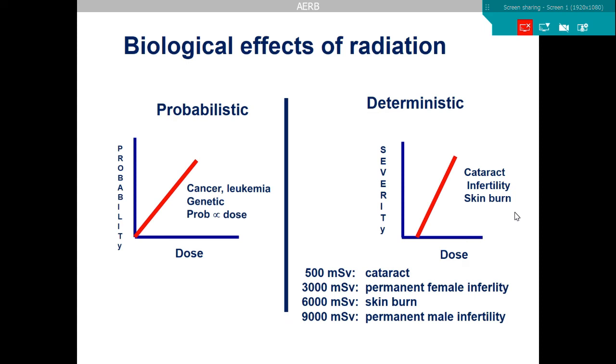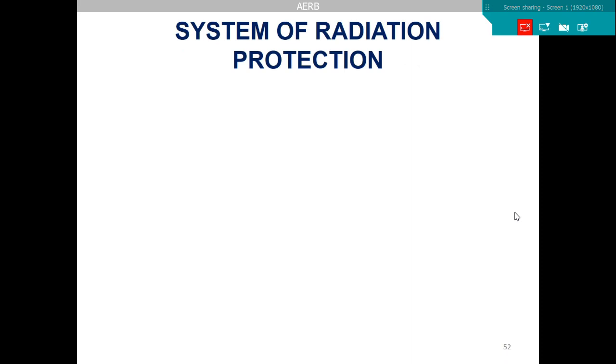Now, from this information, we can safely conclude that probabilistic effect is minimizable. You can make it zero if you can make the dose zero, but it appears to be minimizable by making sure that you get less and less dose. And deterministic effect is preventable. Make sure that any person working with radiation doesn't receive any dose which is recognized as a threshold dose. So with this knowledge, we look at how we work with radiation.